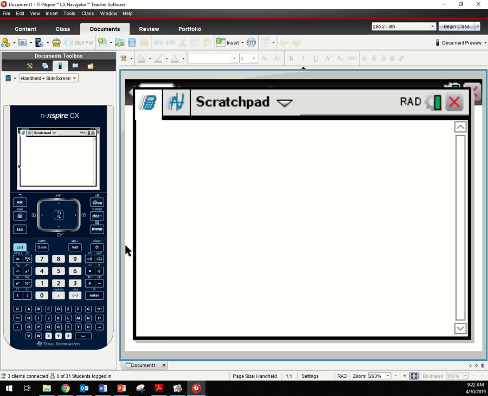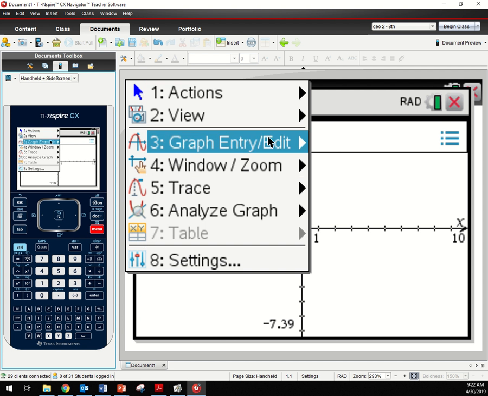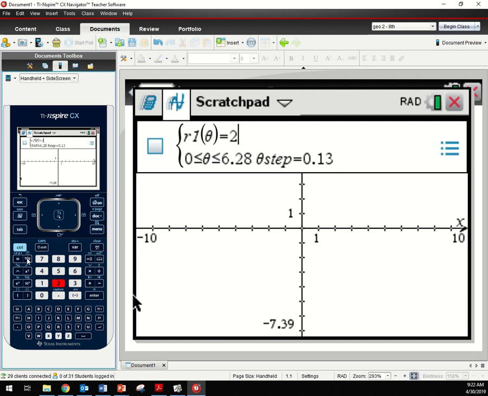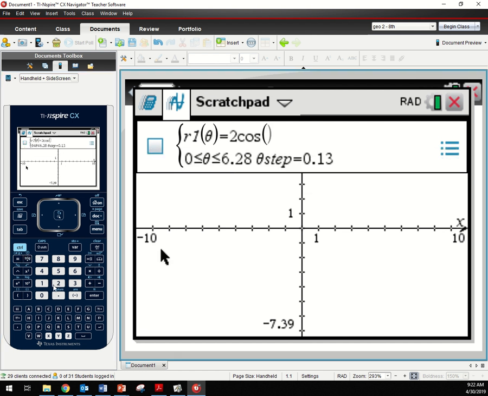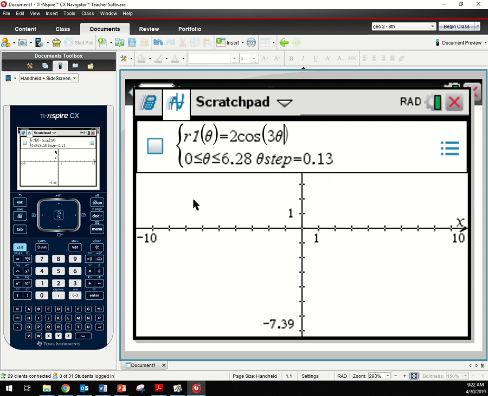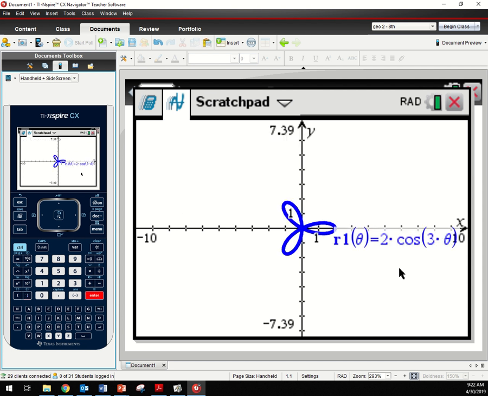Alright, so let's see what I got. Right here I have function. Let's menu, enter. We are in polar. r equals, was it 2 cosine? Yeah, cosine of 3 theta. And this is going to be from 0 to 2 pi. There we go.